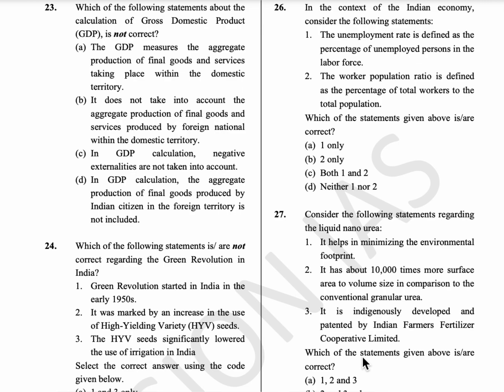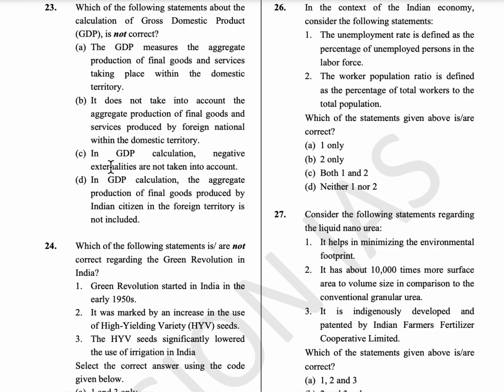Coming to the second statement, it does not take into account the aggregate production of final goods and services produced by foreign nationals within the domestic territory. So this one is wrong, because it will take into account the aggregate production of final goods and services produced within the domestic territory. So option B is not correct.